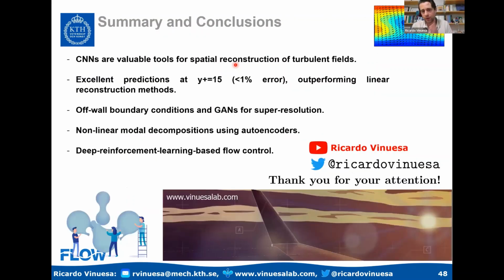And this is a summary of what I have discussed today. I have told you about non-intrusive sensing using CNNs and GANs. I have also told you about the possibilities of reconstructing flow fields, using autoencoders for reduced order models, and also using deep reinforcement learning for flow control.